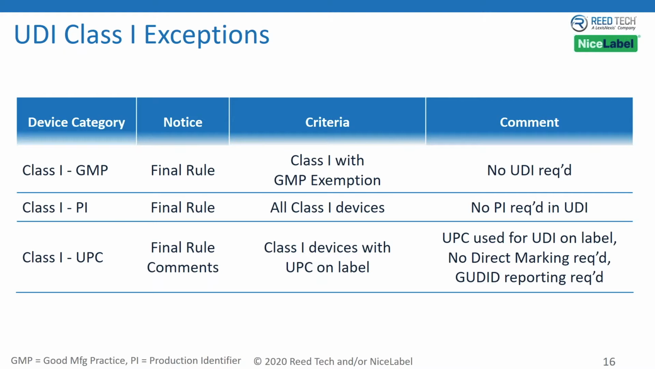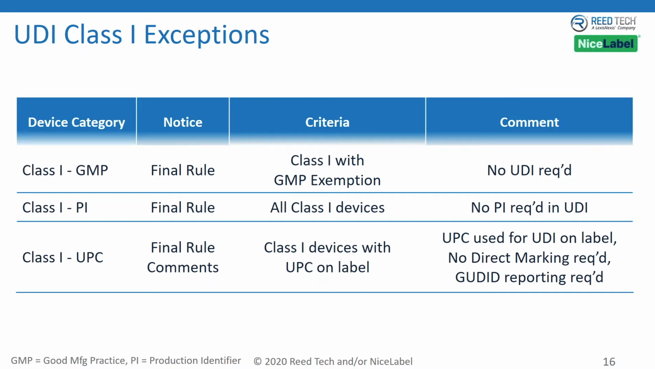Roughly, last time I checked, somewhere around 20% of those product codes do have a GMP exemption. So that's something worthwhile to check out, and it might relieve you of some of the burden. If my particular device did not have that exception, then you should be aware that all Class 1 devices do not need to have the production identifier. So that's the second portion of that UDI.